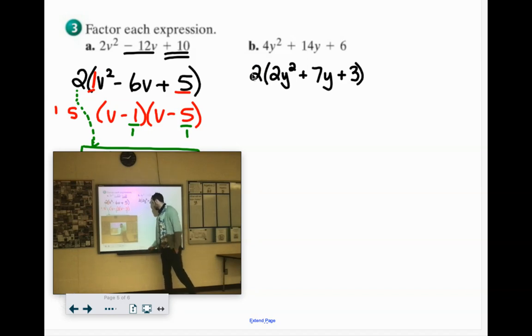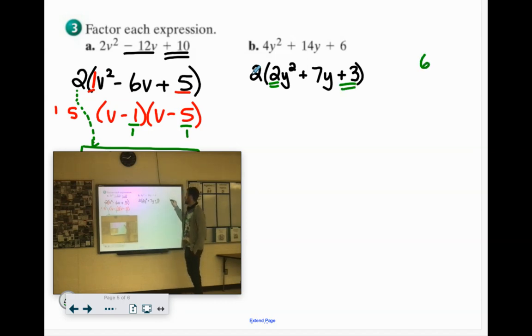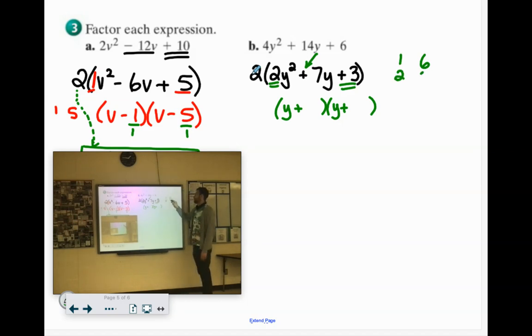So if we multiply the first and last term in the parentheses, we have 2 times 3, positive 6. And when it's positive, they have to both be the same symbol. So if they add up to positive 7, that means they're both going to be plus. Y plus and y plus. So factors of 6 are 1 and 6, or 2 and 3. Which set can add up to 7? 1 and 6.